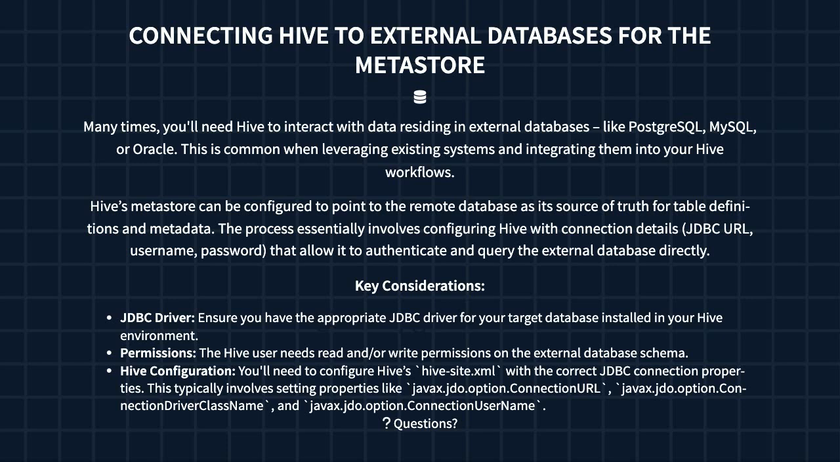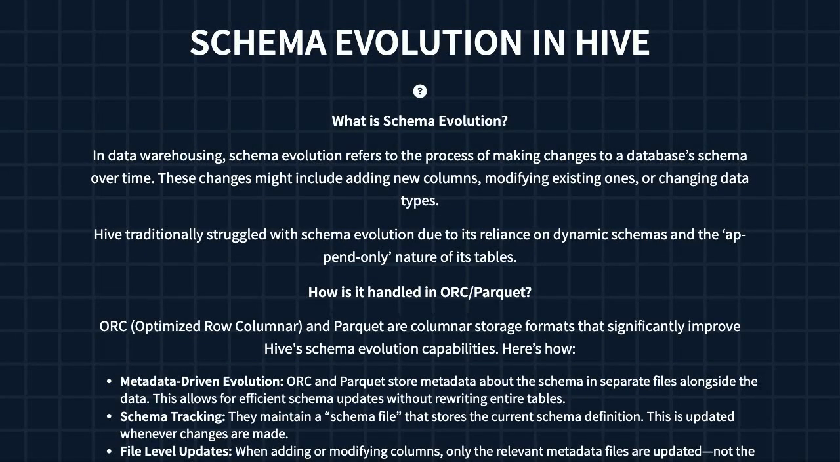Let's talk about how Hive handles changing its data structure. Schema evolution is all about making adjustments to your database design as your needs evolve, and it used to be a major headache for Hive. Traditionally, if you wanted to add a new column or change the type of an existing one, you'd often have to completely rewrite the entire table, a slow and disruptive process. But with formats like ORC and Parquet, things are much smoother. These formats store metadata alongside the data itself, making it incredibly efficient to update the schema. Instead of rewriting everything, only the metadata files get touched, keeping read performance high even as your schema changes.